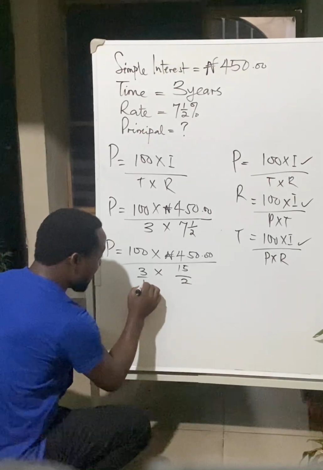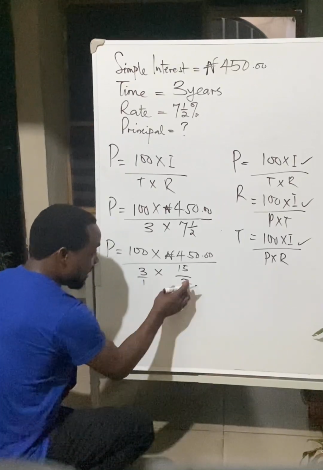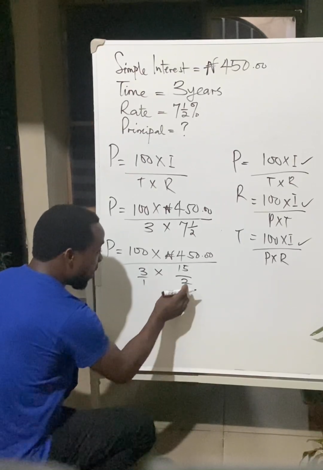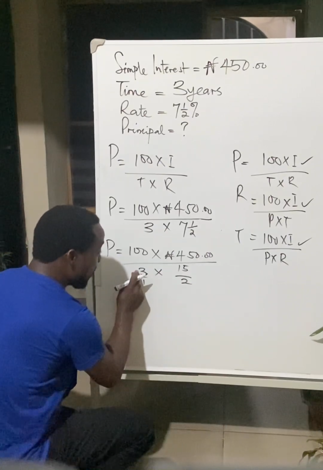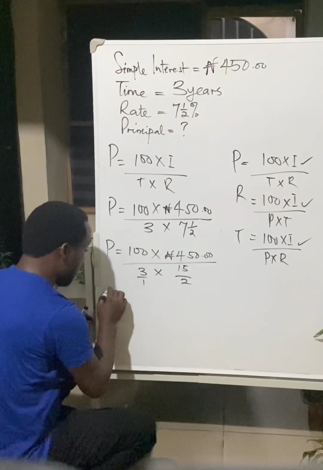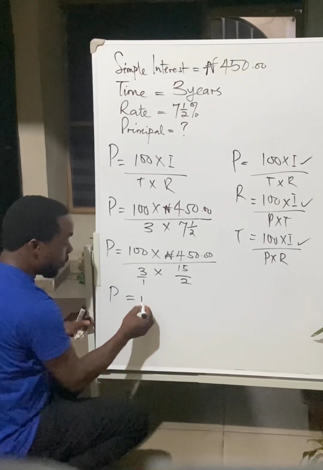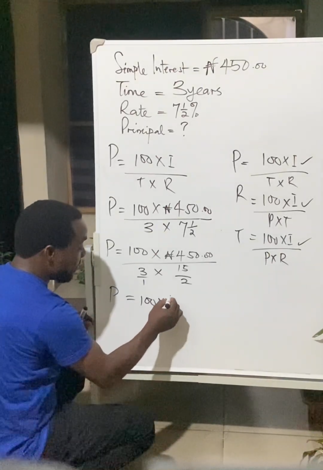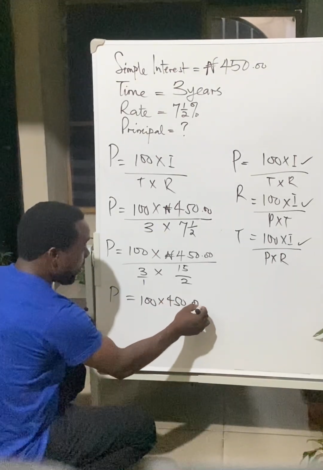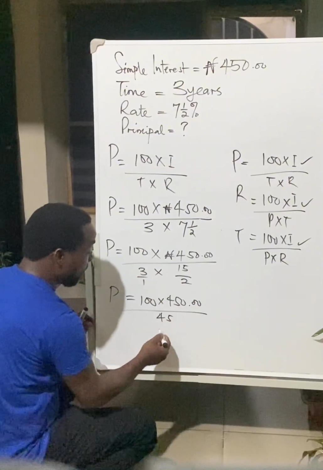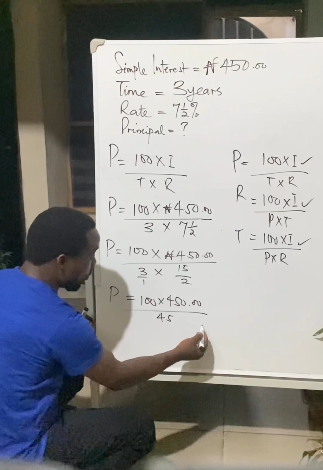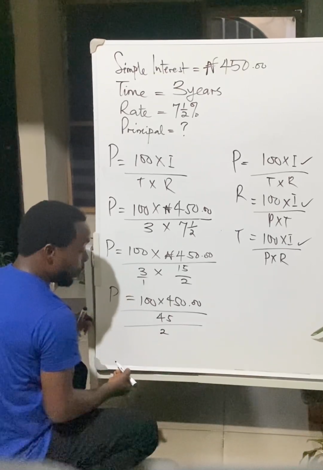Remember 3 is the same as 3 over 1. And this is multiplication of fractions. So there is no common factor for us to cancel out. So the only thing we can do is to multiply 3 by 15. So P is equal to 100 times 450 over 3 times 15 will give us 45. And 1 times 2 will give us 2.